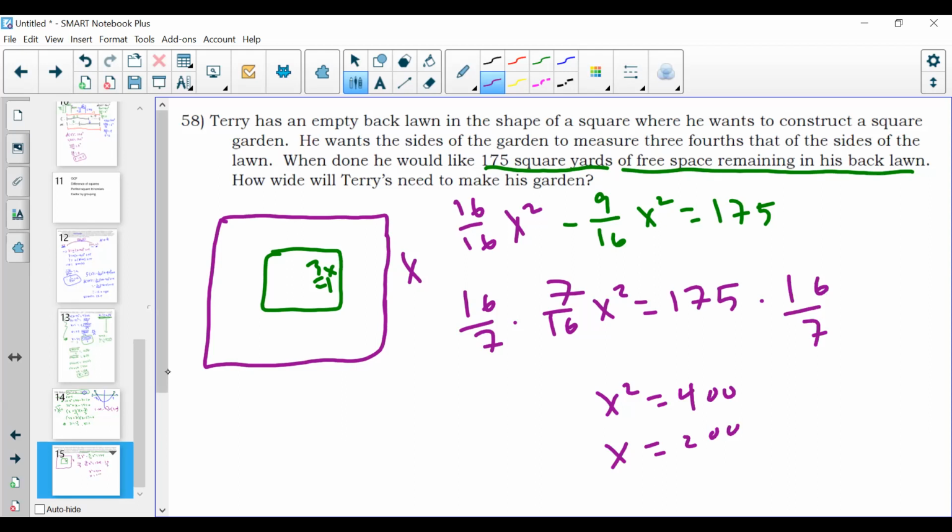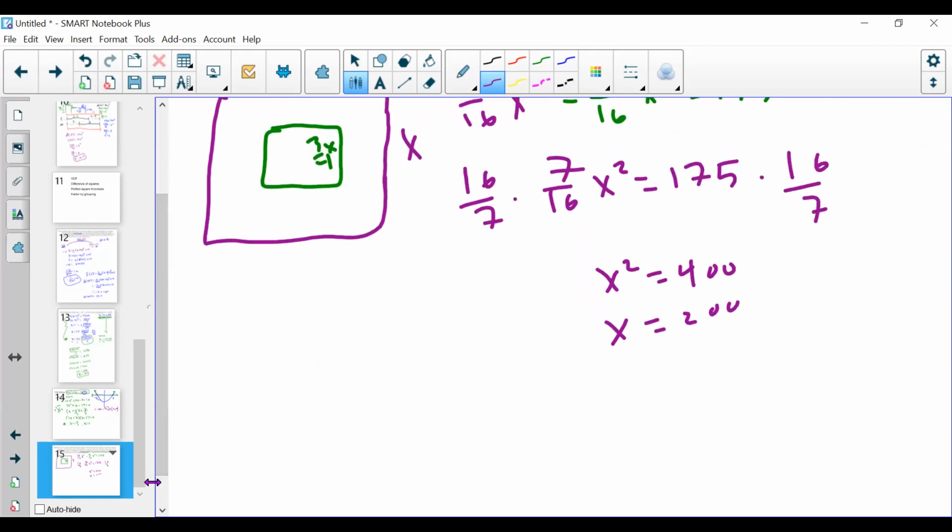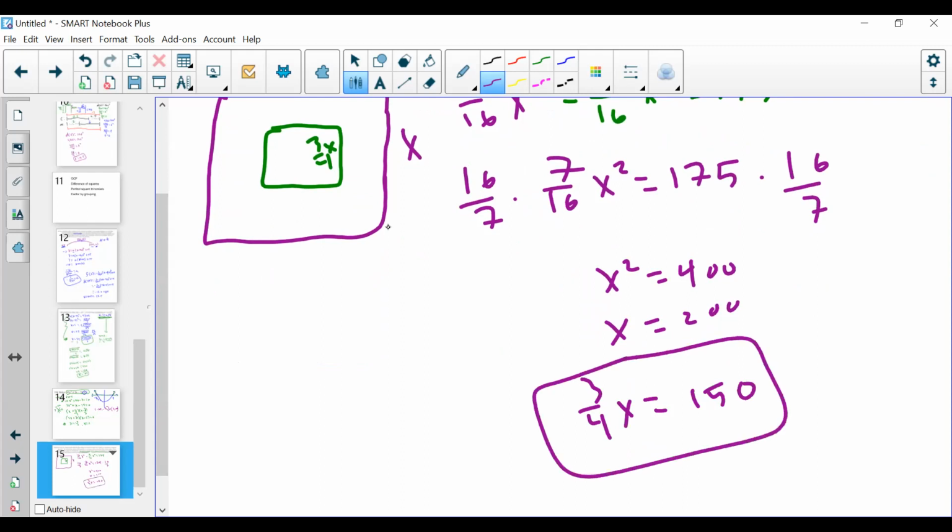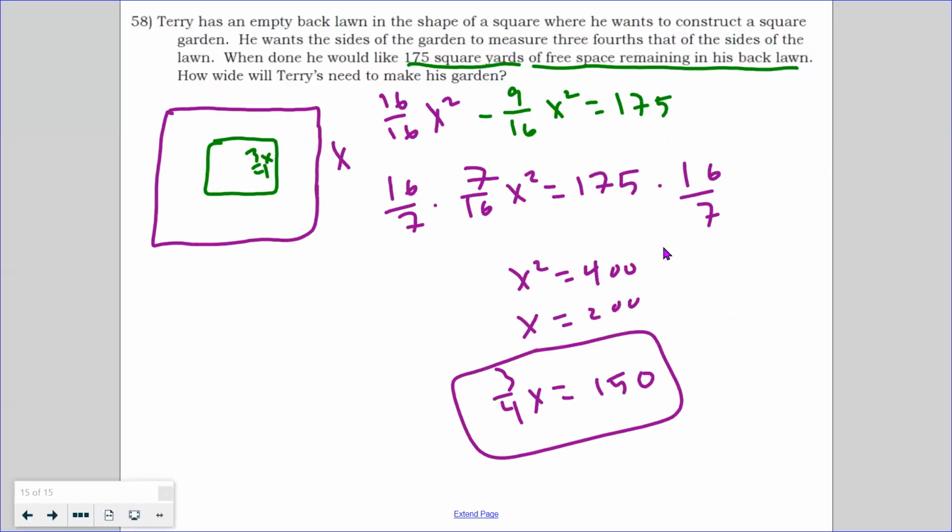So how wide does Terry need to make his garden? He needs to make it 3/4 of that. So 3/4 X will equal what? That's 150. So he needs to make it 150 feet. Like always, draw a picture, piece together what's happening. And we end up getting that the side of the whole thing is 200, so the side of the garden has to be 150.